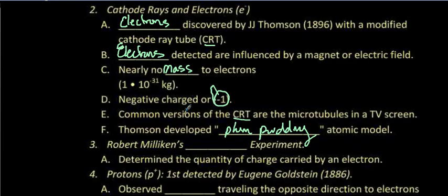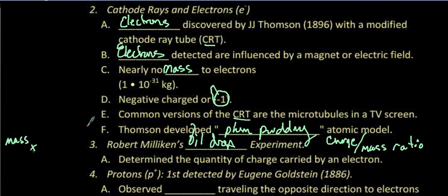Now, Thomson was able to determine the mass of the electrons, which was 1 times 10 to the negative 31st kilogram, and he knew that they were negative in general. But it took Robert Millikan's oil drop experiment to determine the quantity of charge carried by the electron. He was able to find the charge to mass ratio. And so if you have the mass and you multiply it by the charge to mass ratio, the masses will cancel and you'll get how much charge for every particle of the electron.